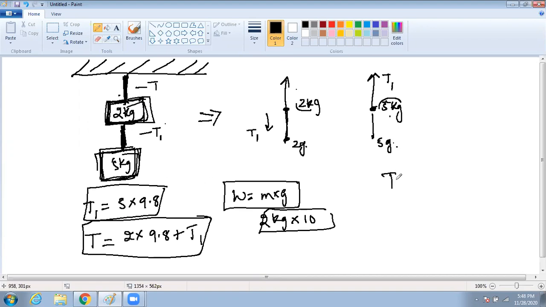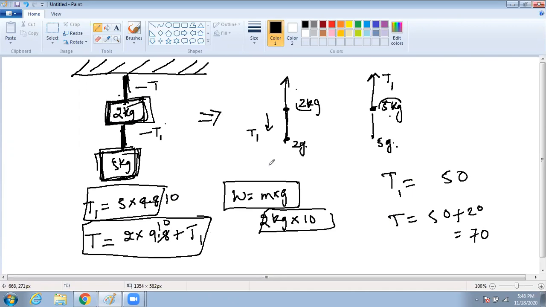So what is T1 first? Let us take g as 10 for simplicity. So T1 will be 50. And what is this tension value? 50 plus how much? 20. 70. Everybody clear? This is the simplest problem, a very simple problem. Yes, sir. Clear.